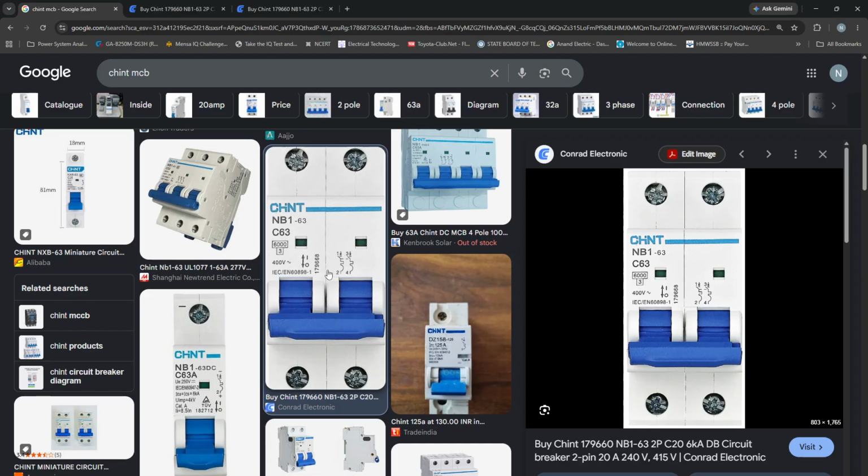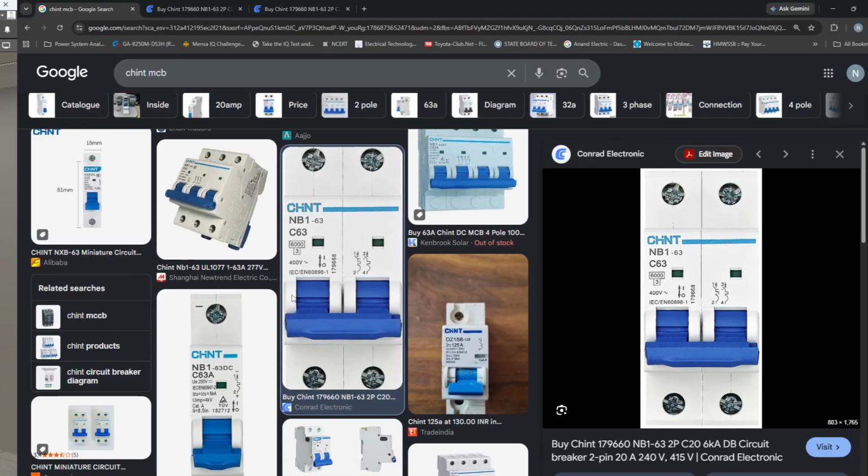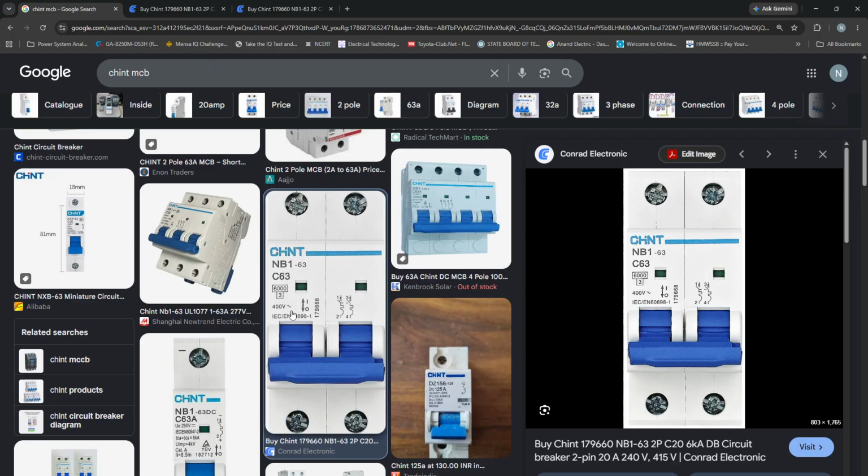So this is rated for 400 volts. What is this? When will you use this? And can you use this in a residential building in India? This cannot be used. Why? I know why it can't be used, but there is much more to these circuit breakers than just this 63 C rating. C is for inductive loads. That much you understand.